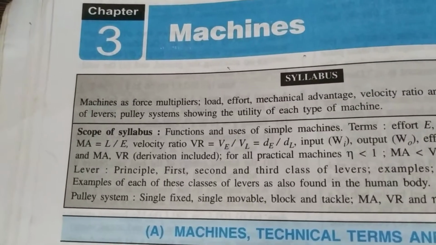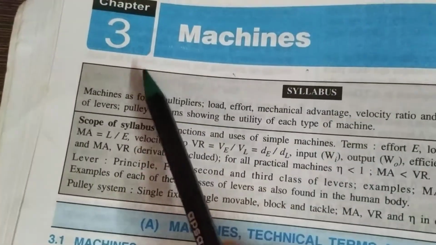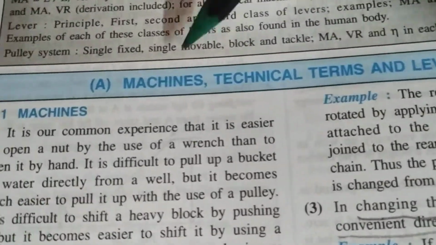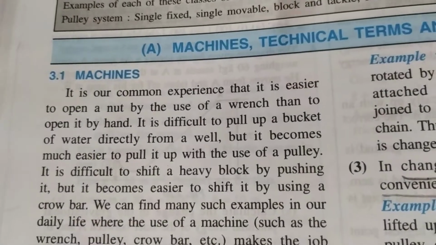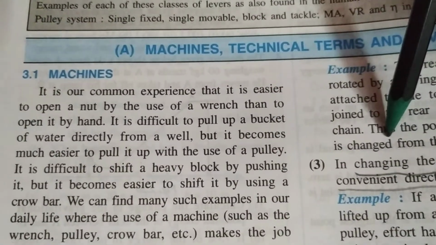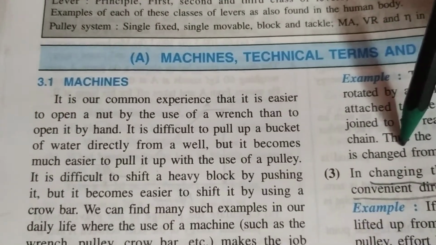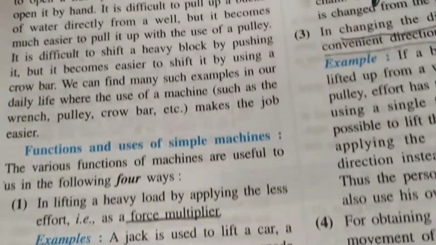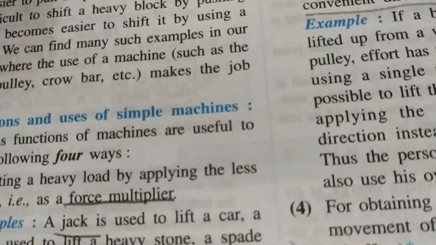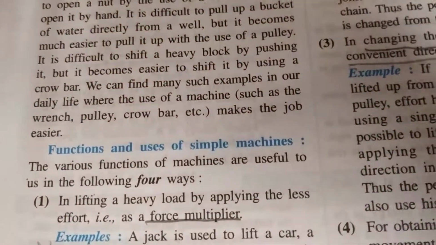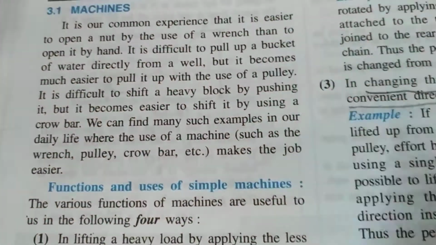Hello students, today we will study chapter 3 of our syllabus, that is machines. So what are machines? In our common experience we use many machines, like the simple machines such as a knife, a scissors, a pulley, a wheelbarrow, a bicycle. These are many kinds of simple machines which we use in our day-to-day life to make our jobs easier.